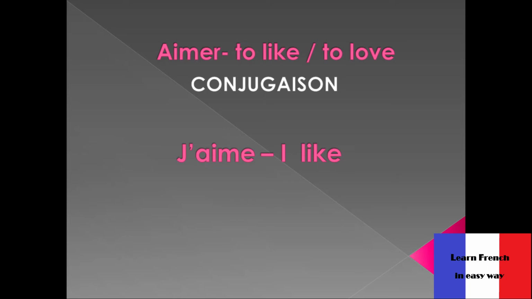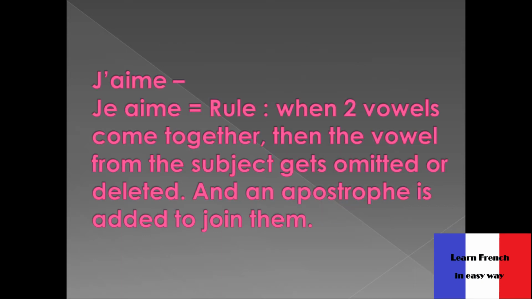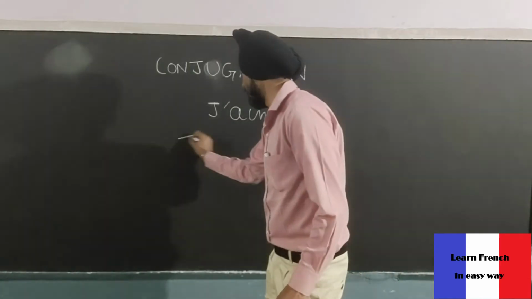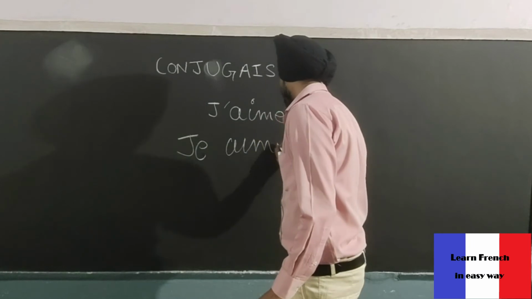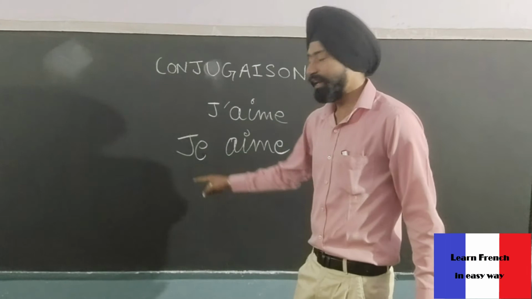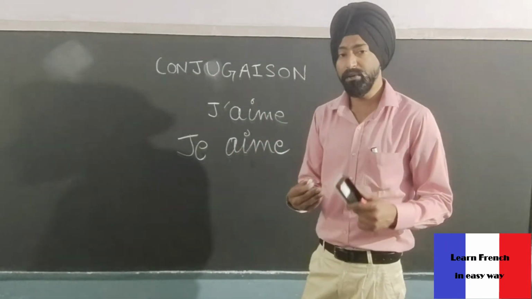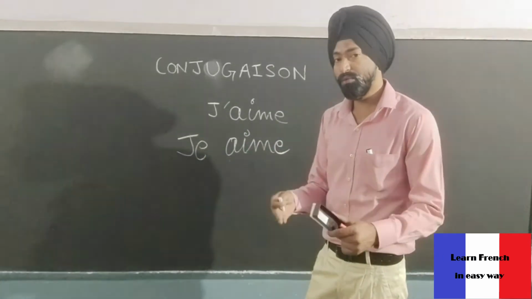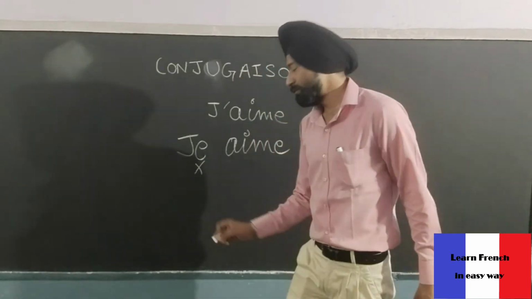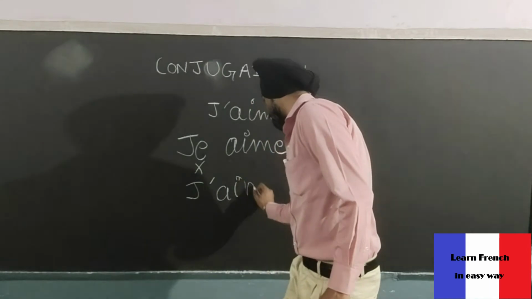Beginning with j'aime, how j'aime is formed. It is formed with je as subject and aime as the conjugation part of the verb, attached with a rule. The rule is when two vowels come together, then the vowel from the subject gets omitted or deleted and an apostrophe is added to join them. Let's understand the rule in detail. J'aime is formed by je, the subject, and the verb. When two words, one ending with a vowel and the other beginning with a vowel, come together, there is a chance that the two vowels could combine together producing a new sound. For that reason, the first vowel is deleted and the other one is joined with the help of the apostrophe.